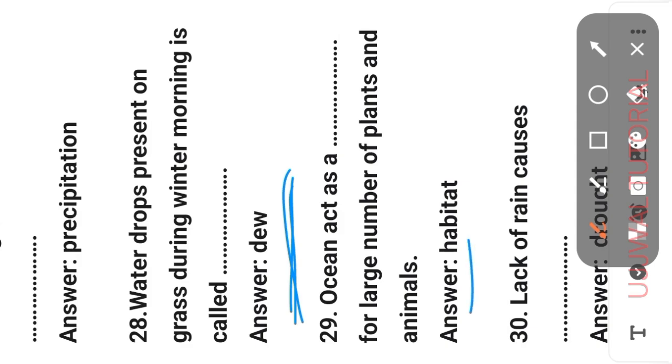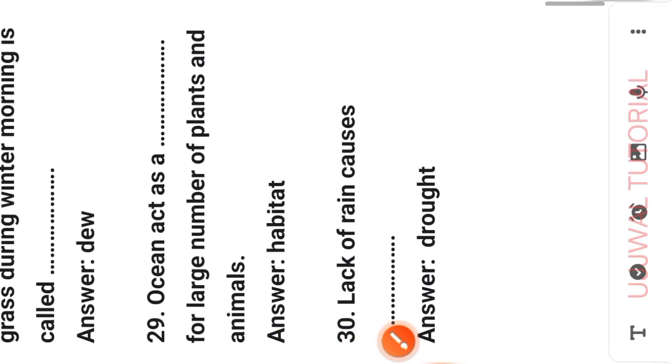Next question, question number 30. The last part of this type of question, that is, fill in the blanks type question. Lack of rain causes drought.